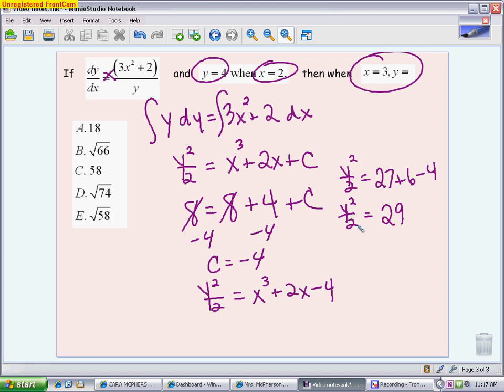And here's where the simplifying is going to happen. Since you didn't simplify before and get y by itself, now you need to get y by itself. But really, once you put numbers in, it's not that bad. We're going to multiply by 2. So we get y squared equals 58. Take the square root of both sides. You get y equals plus or minus the square root of 58. Look at your choices to see which one it is. And if you look at your choices, the only one that is there is the positive square root of 58.